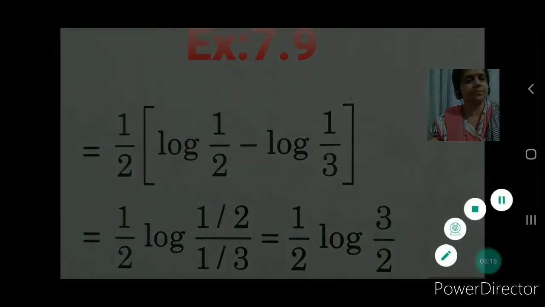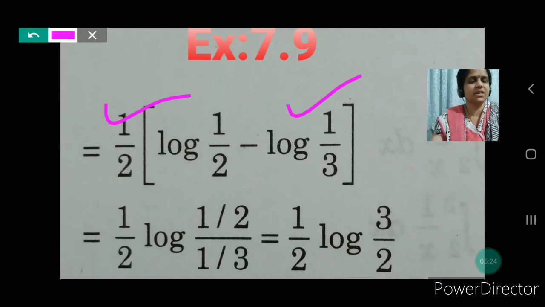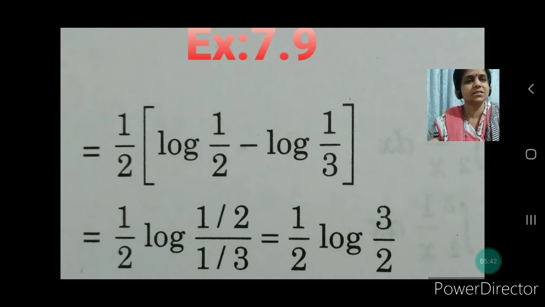So now it is 1 by 2 [log 1 by 2 minus log 1 by 3]. Now students, apply the rule of log m minus log n, which is log m by n. In the previous video also I explained this rule. So you will get 1 by 2 log 3 by 2. It is the final answer of this question.